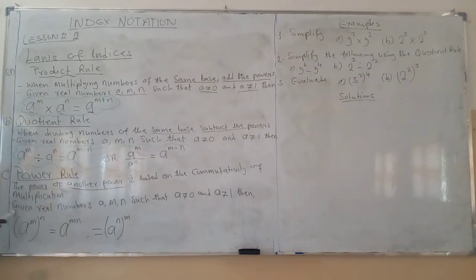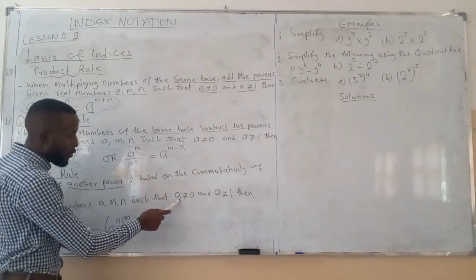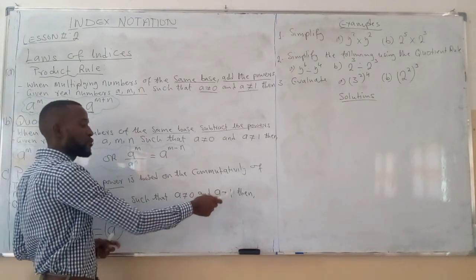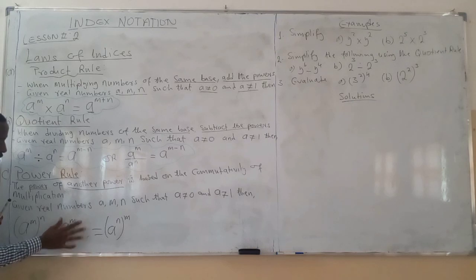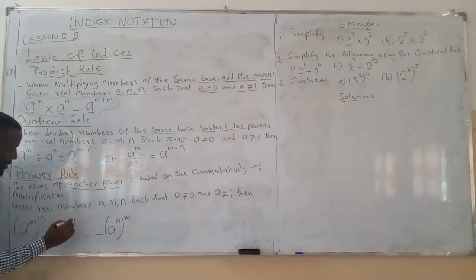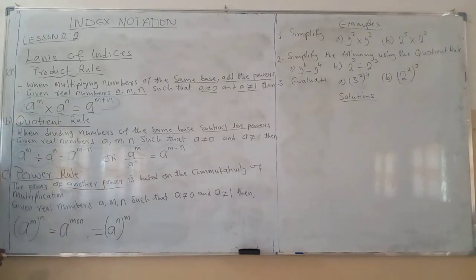So now look at this one. Given real numbers a and b, such that a, of course the base, should not be equal to 0 and should not be equal to 1, then you can carry out the power rule. What are they simply saying? (a^m)^n. All you need to do is maintain the base and multiply m times n. Or let me put it this way so that you may see it: this is the same as a^(m times n). That is what it means.